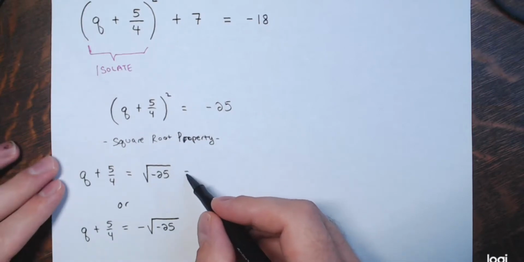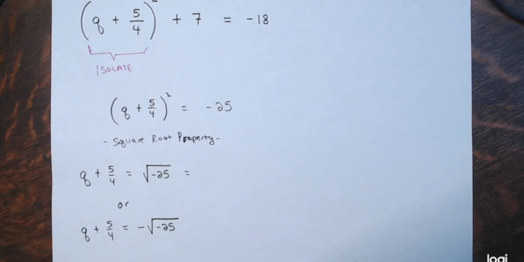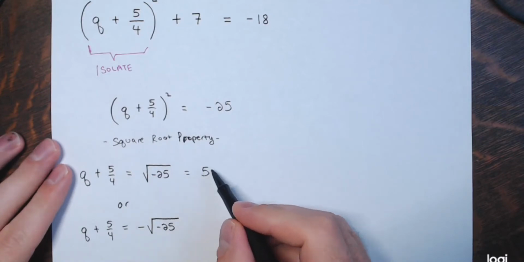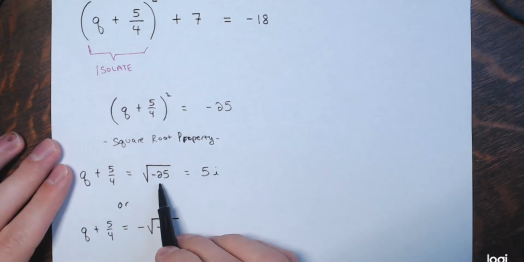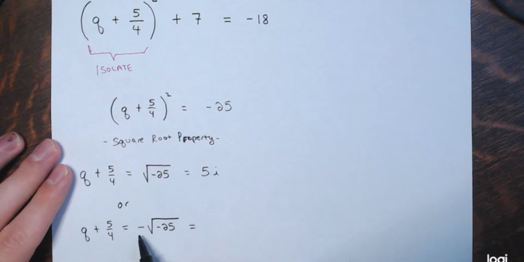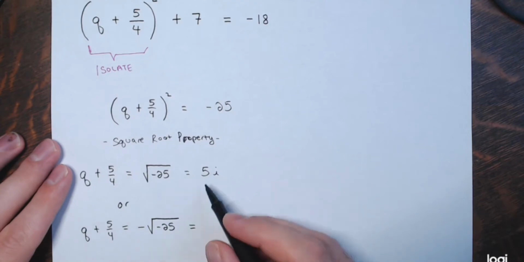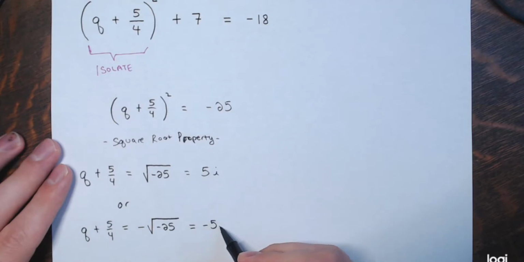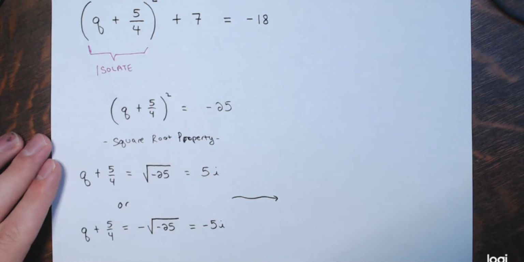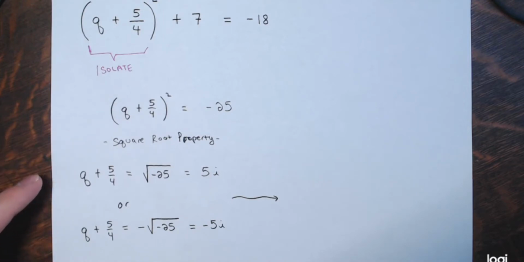Now the square root of negative 25, remember a square root of a negative, we're going to rewrite as some real number times i, as an imaginary number. Well, that would be 5i. This would be the square root of positive 25, which is 5, times i. And then this negative square root of negative 25 is just negative 5i. And then I solve these for q. That's the only difference between this equation and the first one I was looking at.